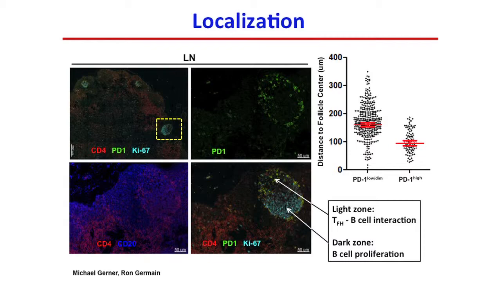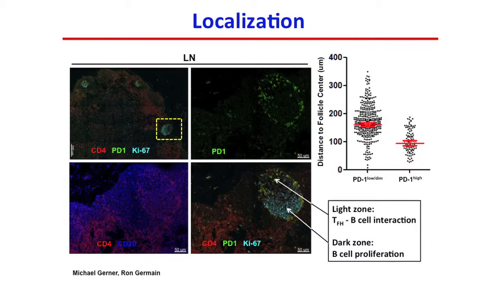So this is exactly what has been described in humans and in mice, that within these germinal centers you have a light zone where T follicular helper cells interact with B cells up here, and then you have a dark zone where the B cells then move and proliferate, and you see that here as B cells expressing Ki67.